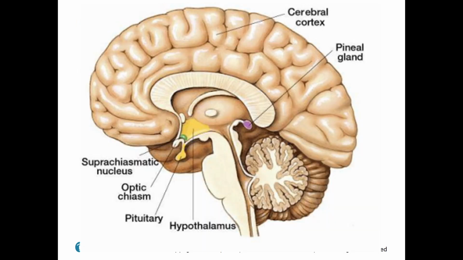So this figure shows the location of the hypothalamus, that's the structure in yellow, and the cerebral cortex of the brain.